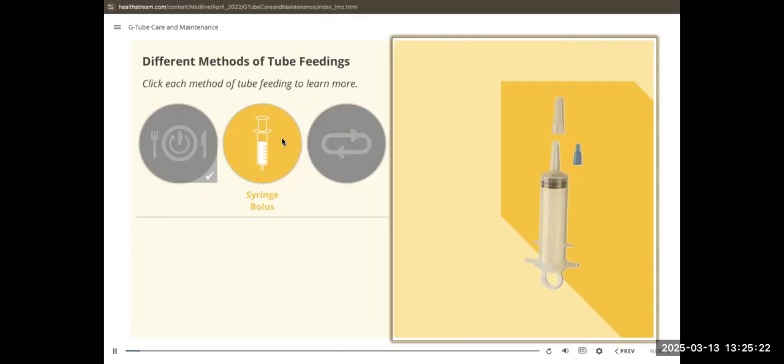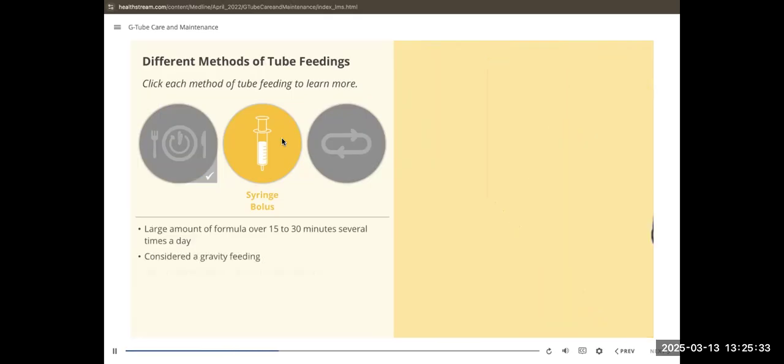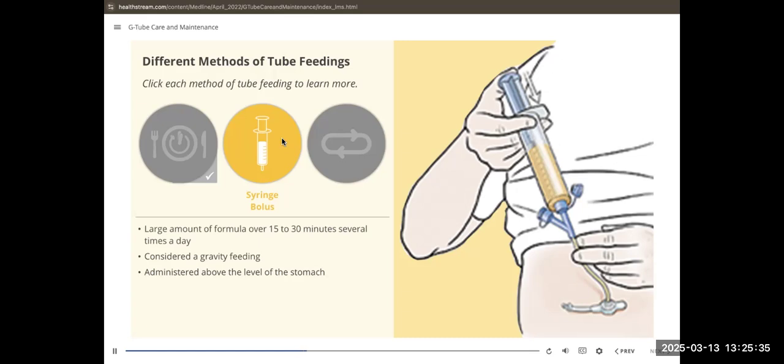The syringe bolus is a method of giving a large amount of formula over 15 to 30 minutes several times a day, as tolerated. This is considered a gravity feeding. These feedings are administered above the level of the stomach and are dripped into the stomach by gravity slowly, or given as a bolus feeding over a few minutes. Both are administered by a large syringe. When feedings are administered, the patient must be placed in a sitting position or high Fowler's to reduce the risk of aspiration.